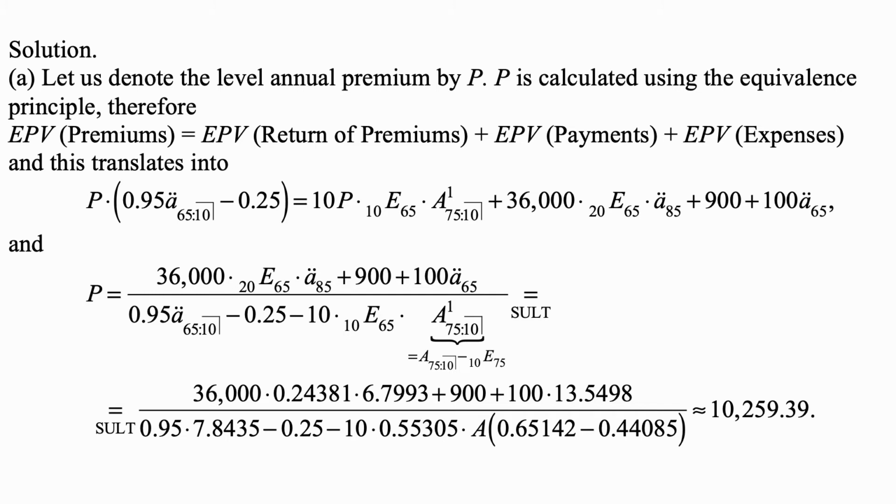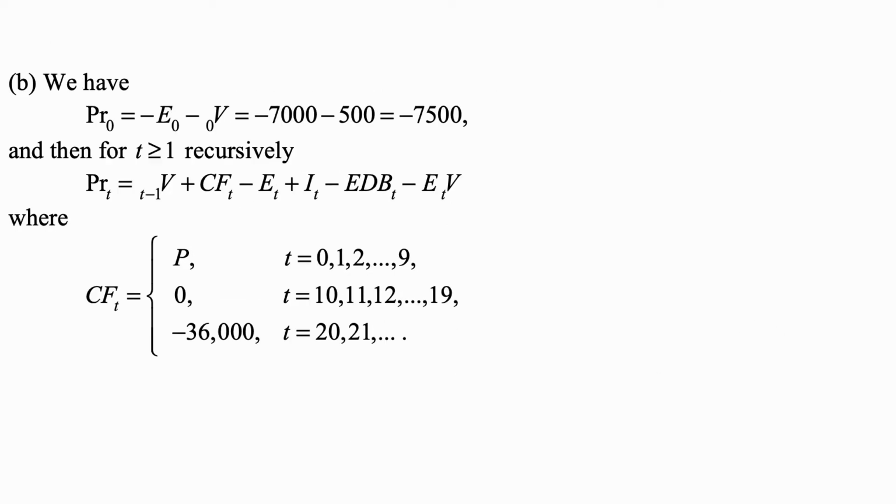10E65 times A^1_{75:10}, which is equal to A_{75:10} minus 10E75. And the reason why I write it this way is because these two quantities, A_{75:10} and 10E75, are in the standard ultimate life table, so we can look them up. And now everything that is in this formula for P is in the table, so we just look up all those numbers, plug them in, and get 10,259.39.